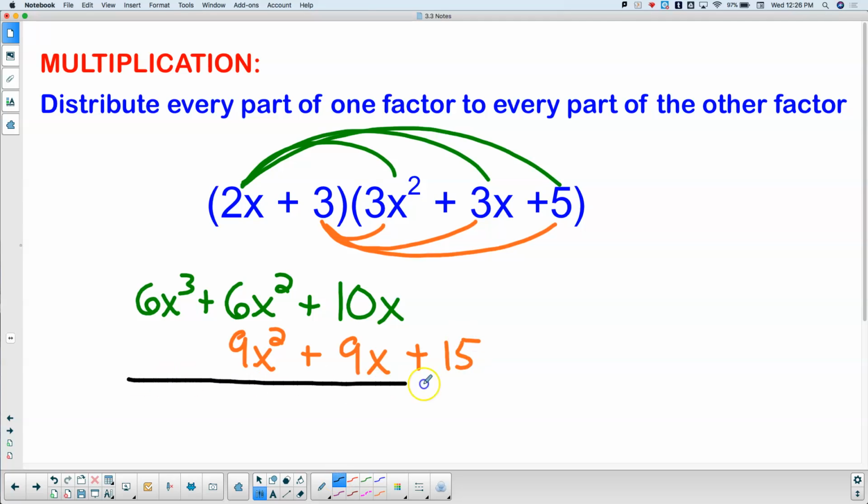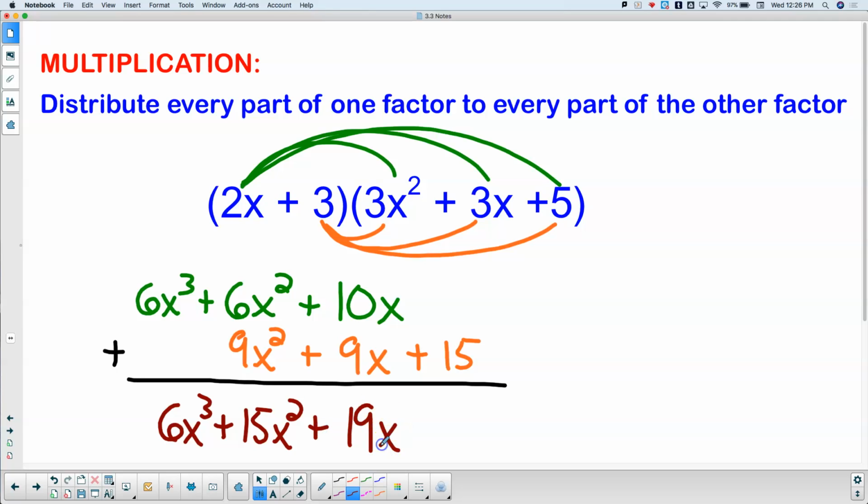Because what I've done now is I've created an old school addition problem where everything's all nice and lined up for me. Okay? And so my final answer here then is 6x cubed plus 15x squared plus 19x plus 15.